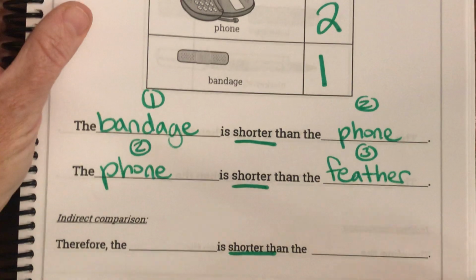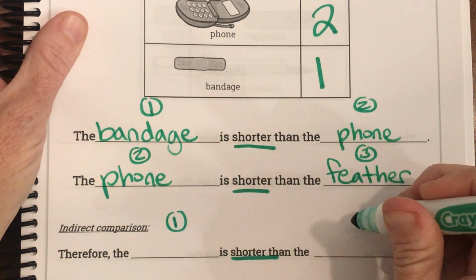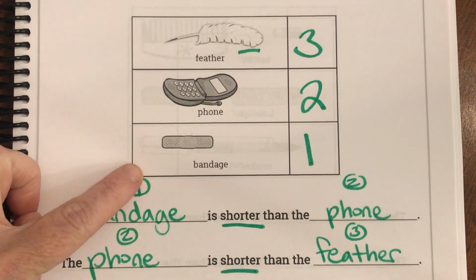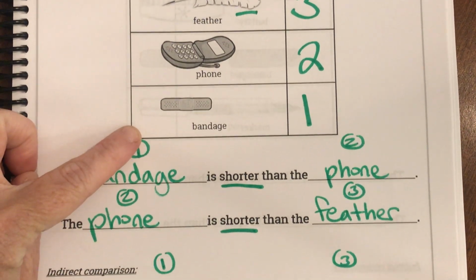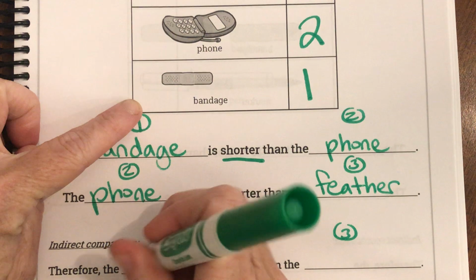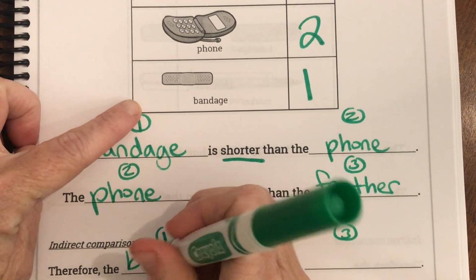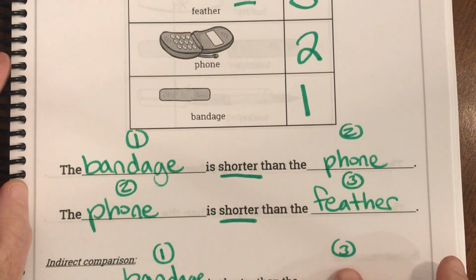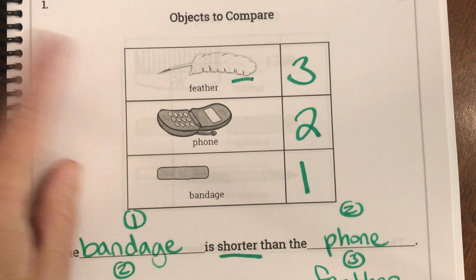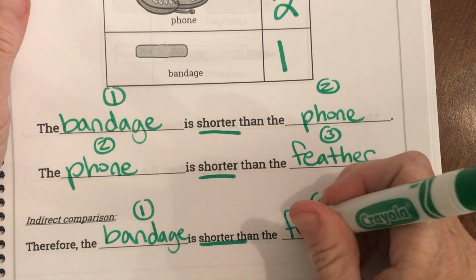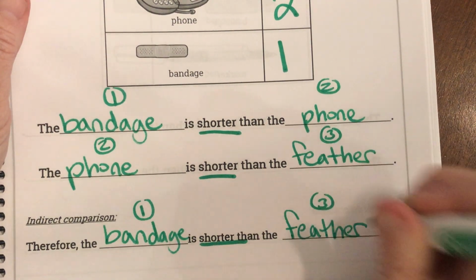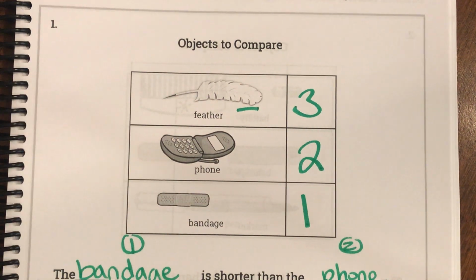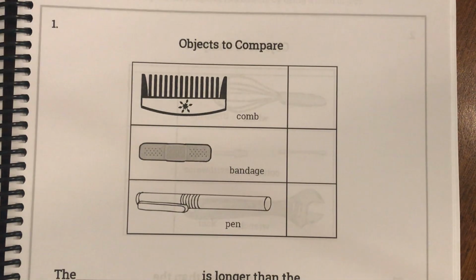So let's look at that. So now they want me to do the first and the third. Okay, so let's look. The bandage is my first, right? So therefore, the bandage is shorter than the, what's my third one? My feather. And is that true, boys and girls? Is the bandage shorter than the feather? Definitely. Okay, let's try another one.